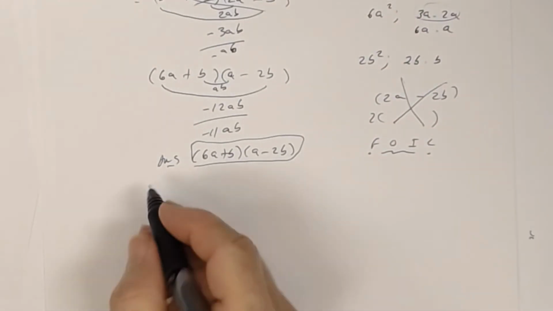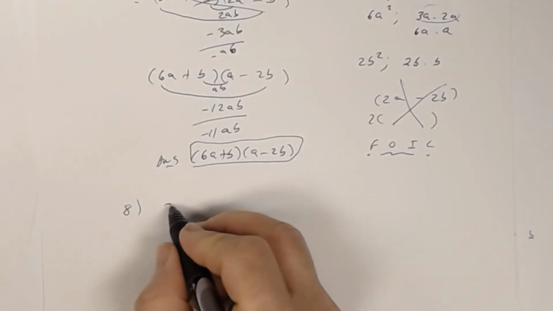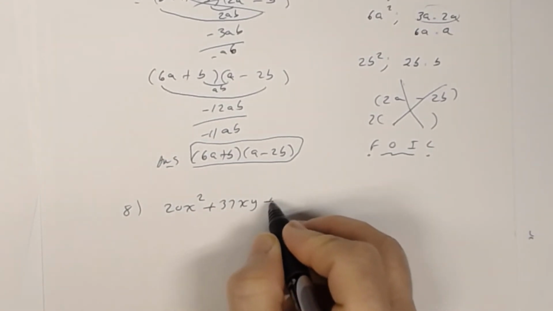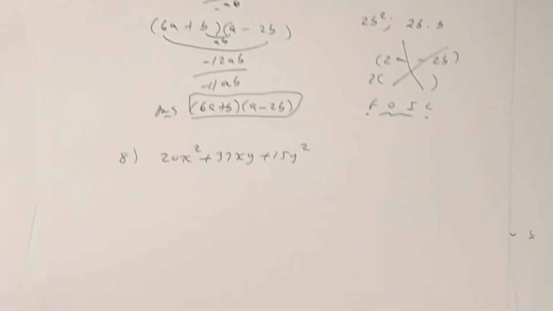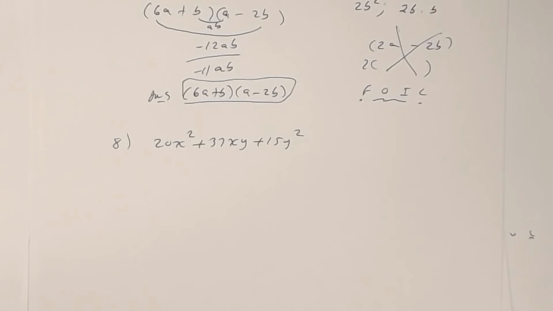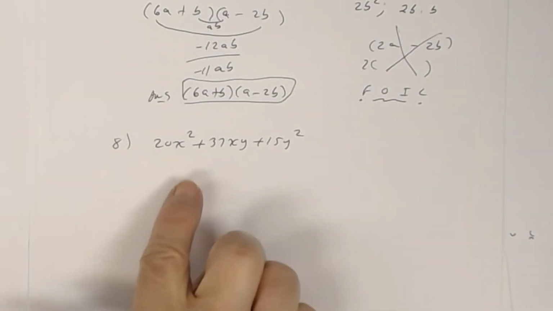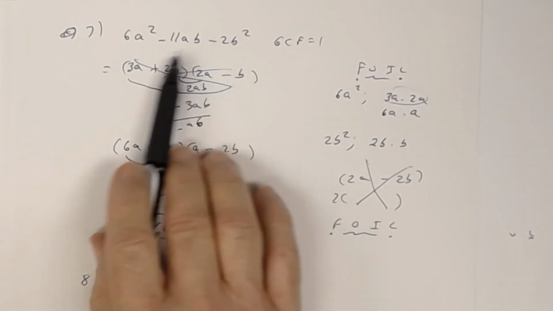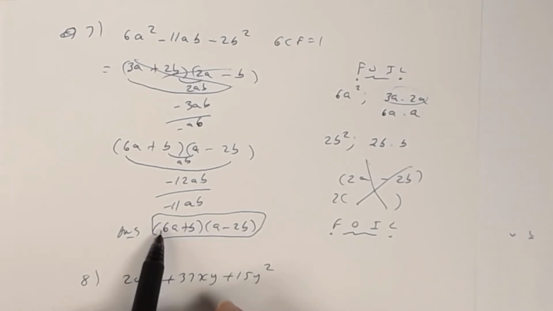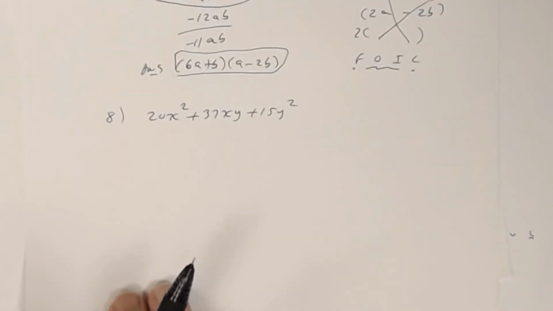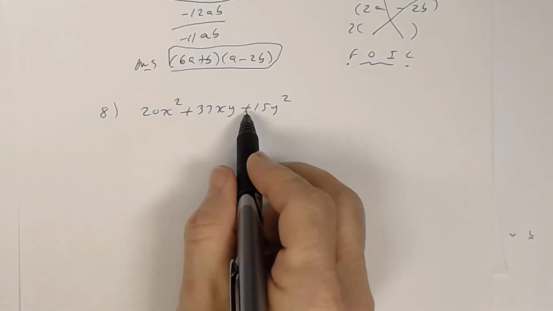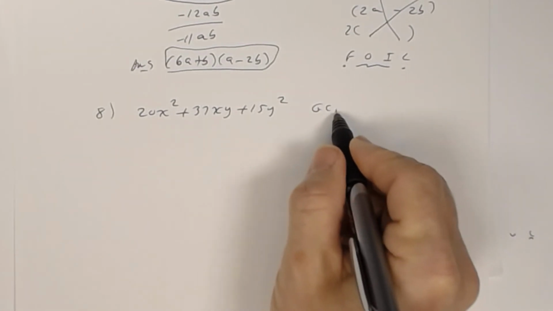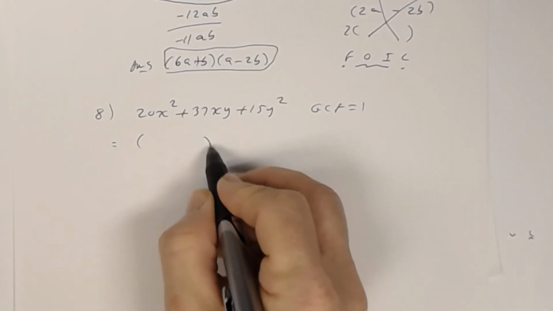Okay. Number 8, we have 20x squared plus 37xy plus 15y squared. Okay, again, we have two variables. So just like number 7, we had two variables involved. And notice how our binomials had both variables in them. Same thing here. The last sign's positive, so that's going to be an easy one. Notice, though, the GCF of those three terms is 1.